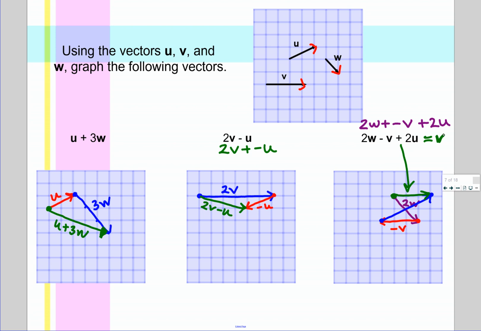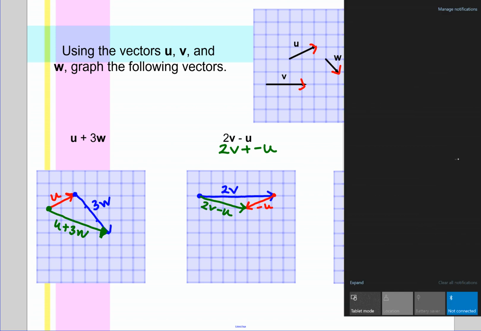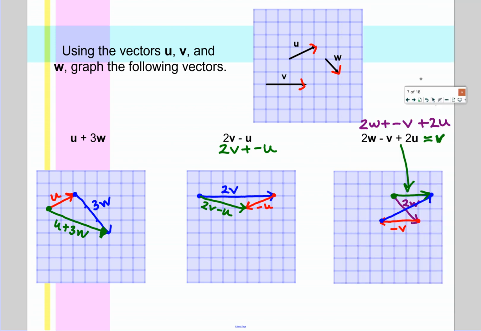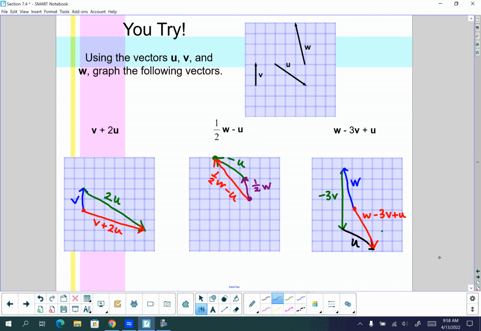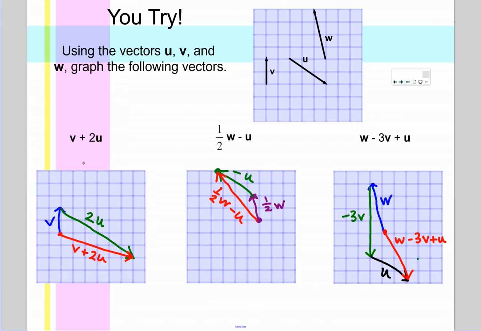You guys have 3 to try on your own, and then we'll put the answers up. I'll give you a few minutes. Let's see how you did.